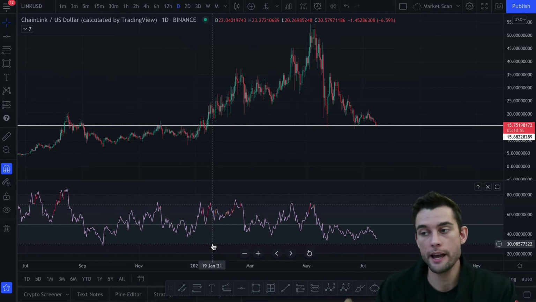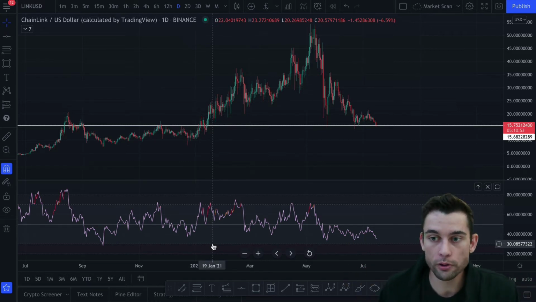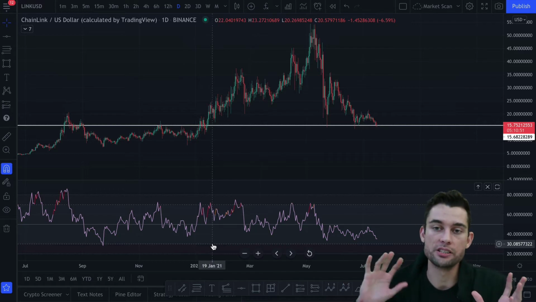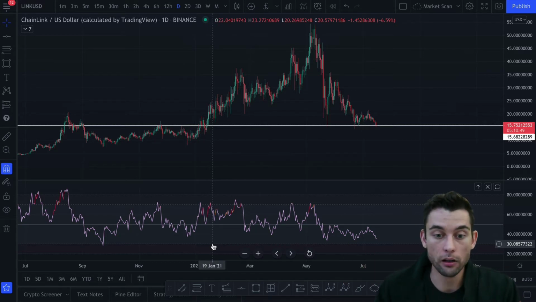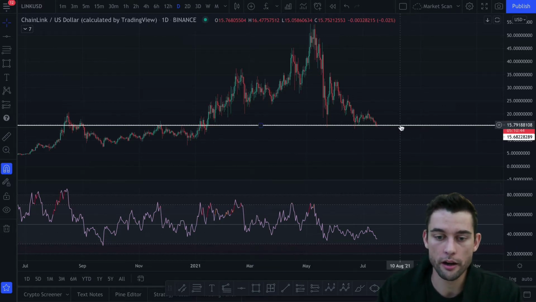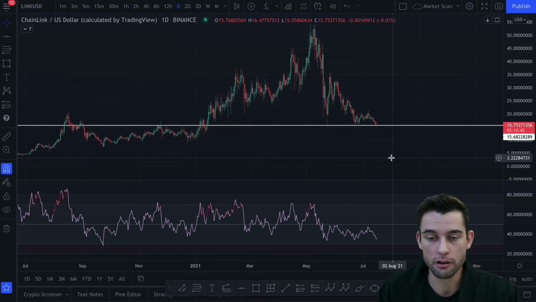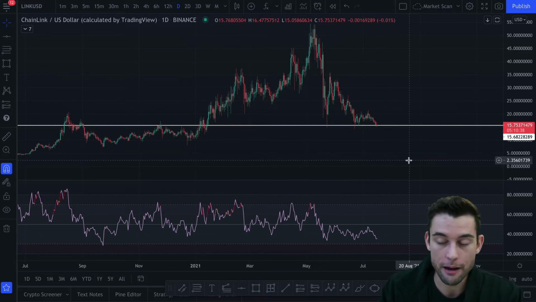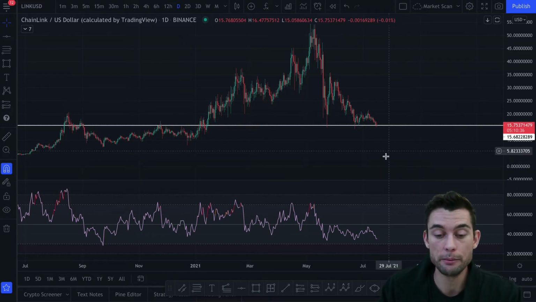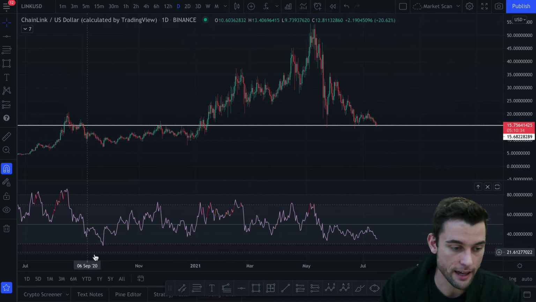It means that the market is overreacting in the opposite direction. It's overreacting in the sell pressure. So it's being sold way too hard, and the price is way too low for what the actual cryptocurrency is worth. And that means that the price is probably going to rebound and bounce up. And you could see that right here.